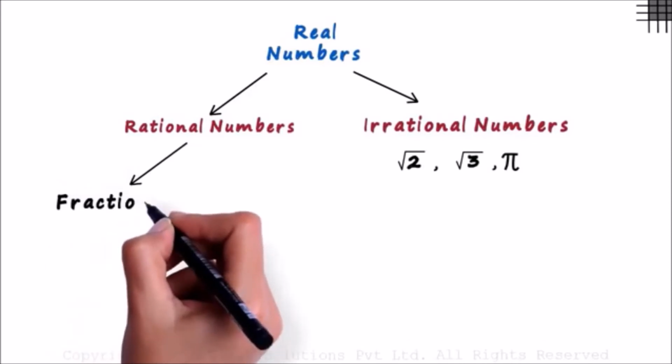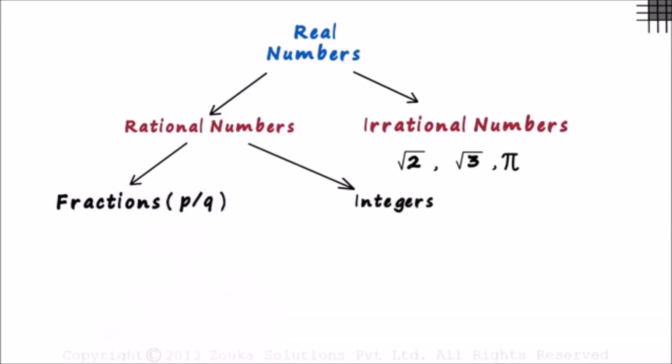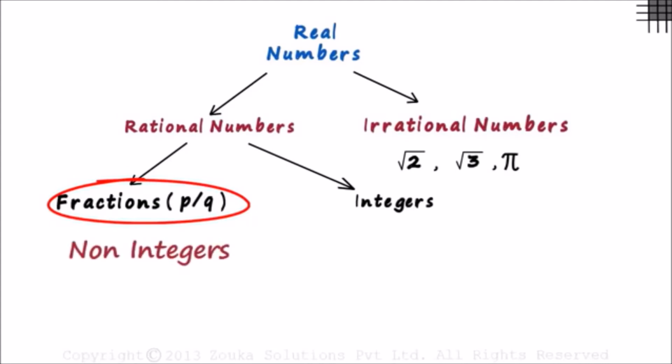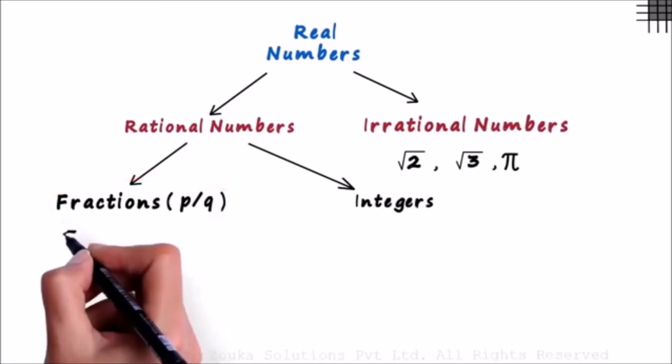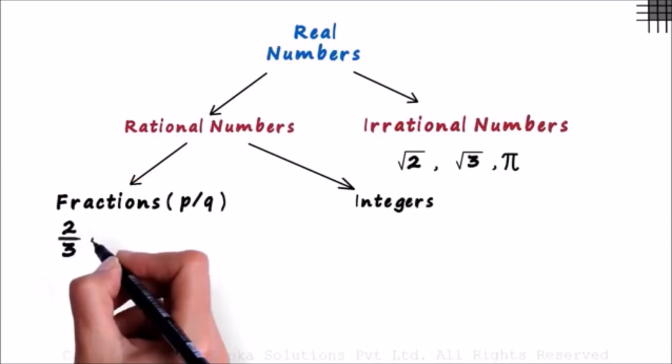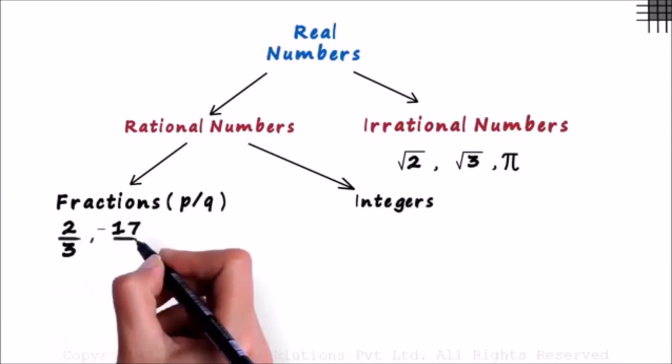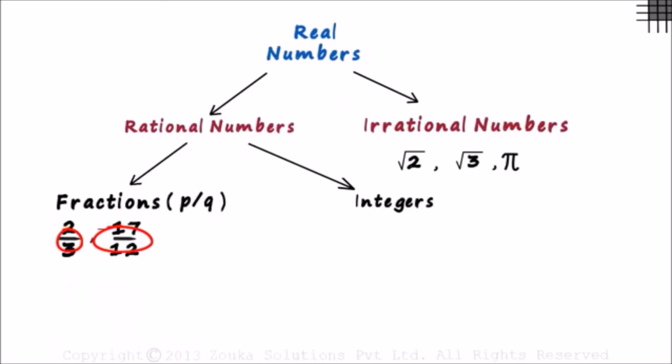Fractions are in the form p over q. Fractions are sometimes referred to as non-integers. They are numbers like 2 over 3, -17 over 12. The numerator and the denominator have to be integers. P and Q cannot be anything like square root of 2 or pi. Integers are basically fractions with denominator equal to 1.